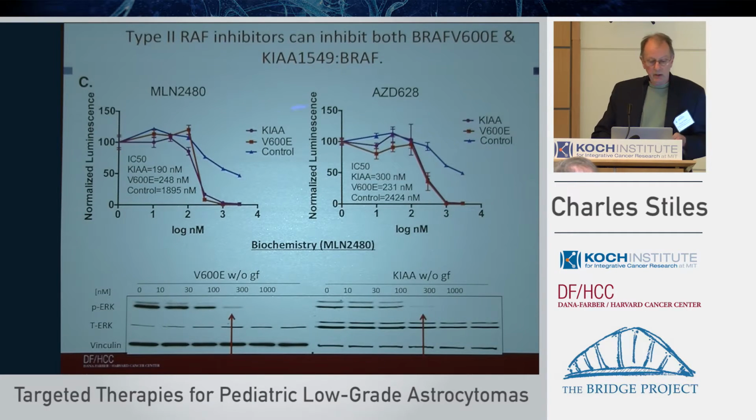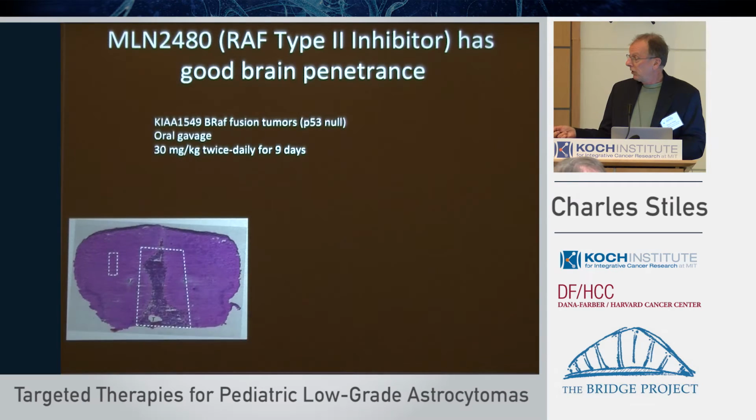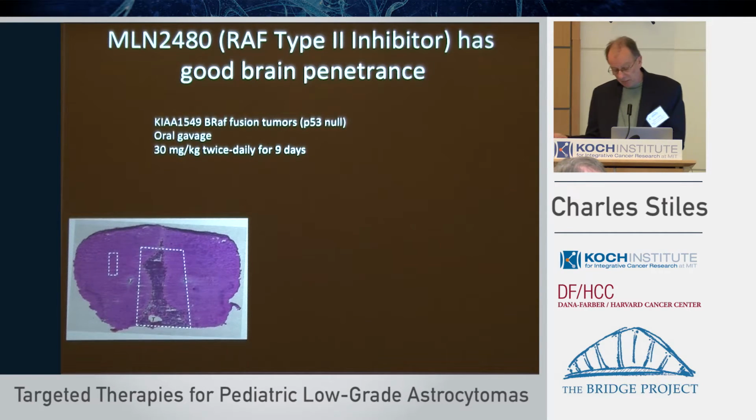One of these drugs, MLN2480, which has had a name change now, is Takeda's drug now, 5480, something like that. Takeda acquired Millennium. One of these drugs has very nice blood-brain penetrance. This is an H&E section of a mouse injected with this pathway-relevant tumor. This is healthy brain over here. Here is the heme. Here is the drug over the region of the tumor.